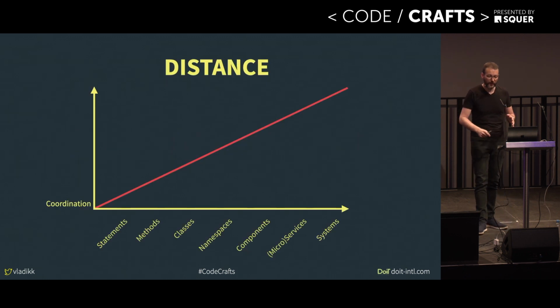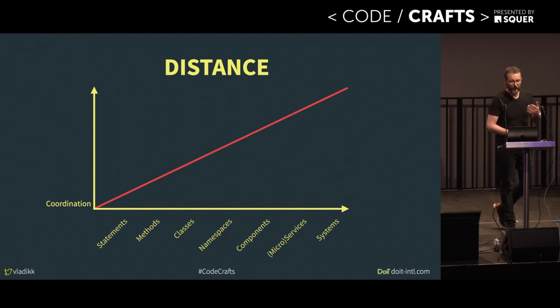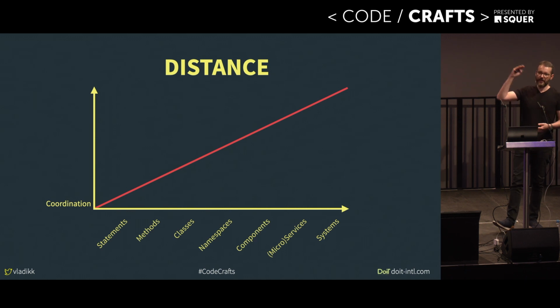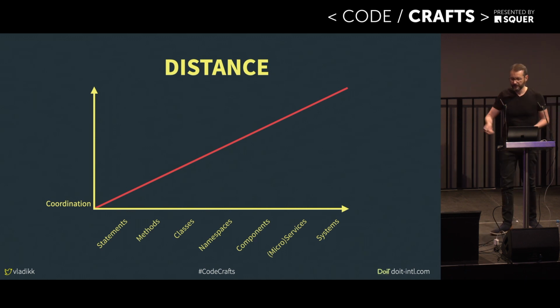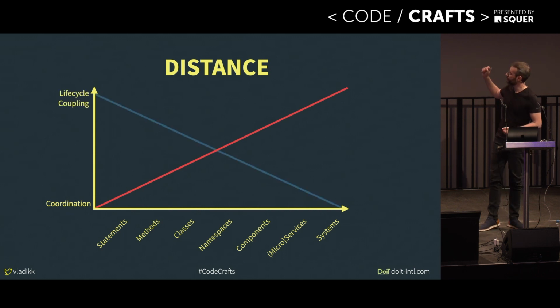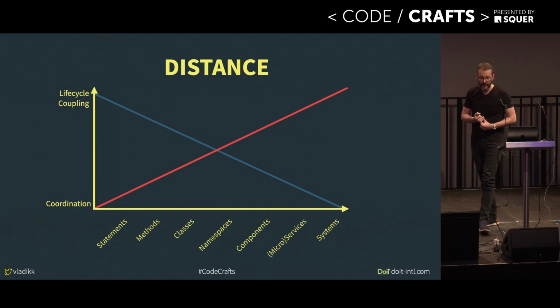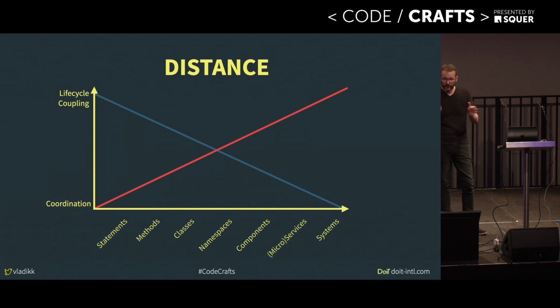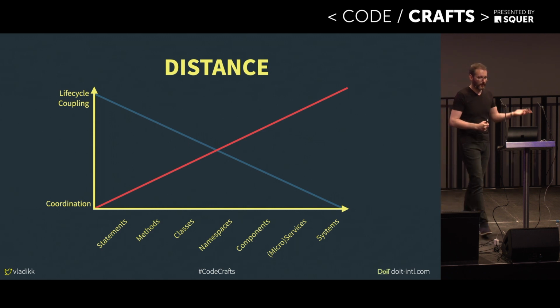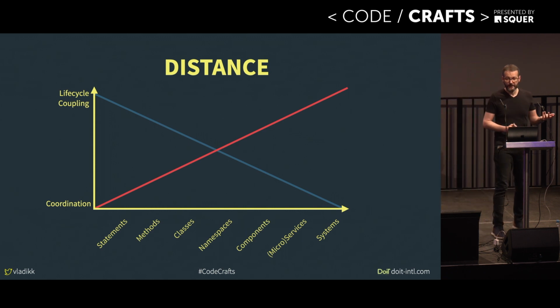Now, another way to look at this notion of distance is what we usually call levels of abstraction. The higher the level of abstraction, the higher the distance. Now, there is another line here, and that's life cycle coupling. It's inversely proportional to distance. And here, the closer components are located to each other, the higher their life cycle coupling, meaning that they have to be developed, tested, deployed simultaneously.